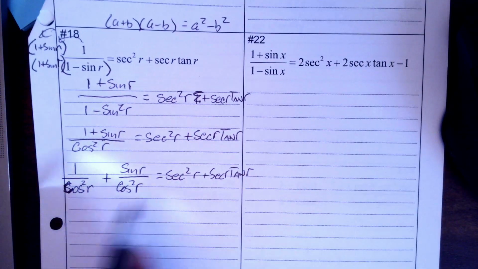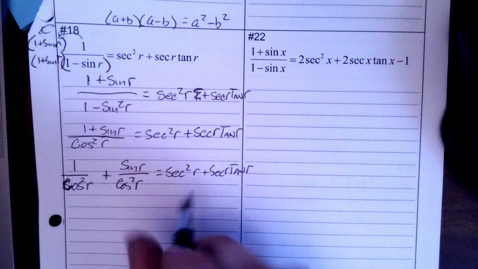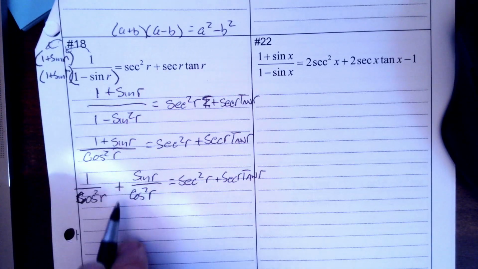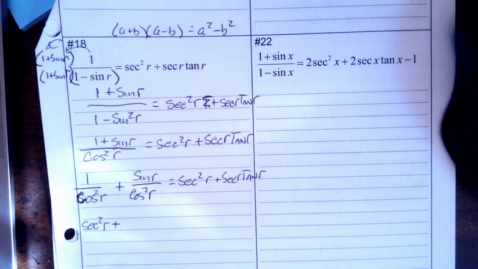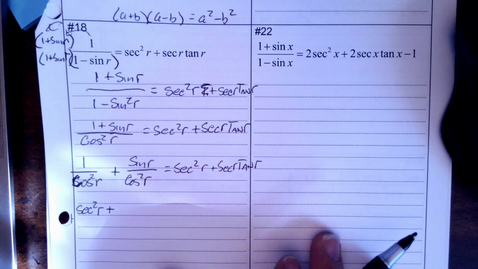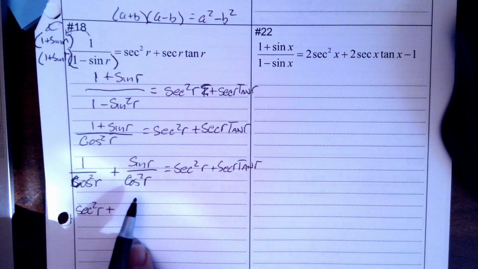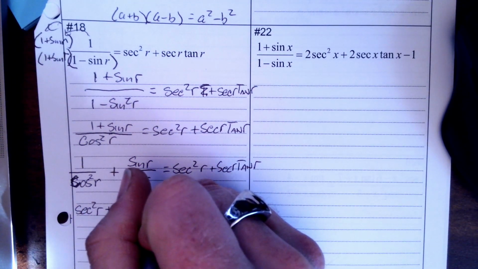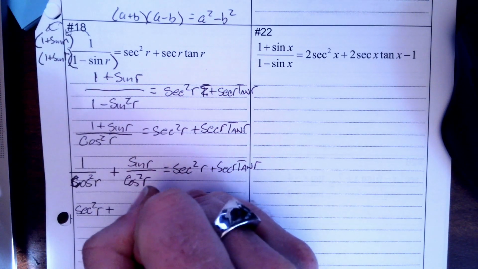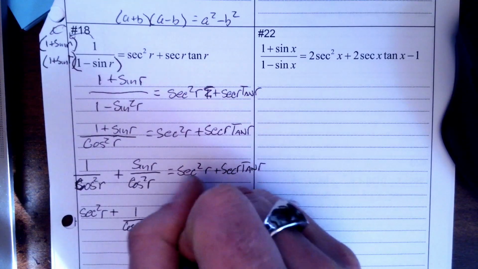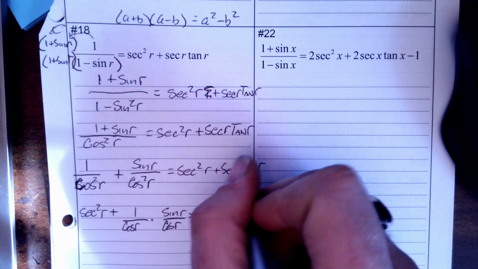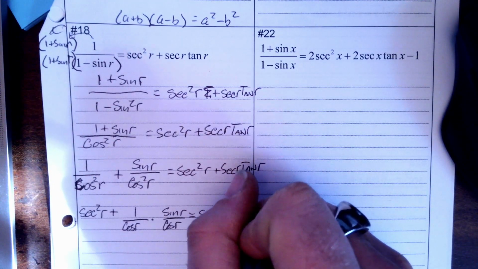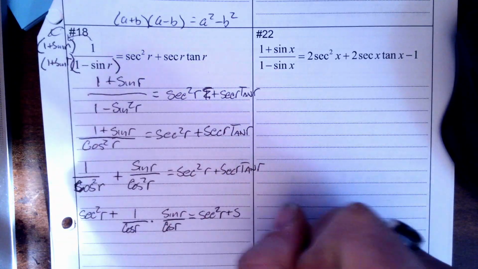And 1 over the cosine squared is the secant squared. We just need to change the sine over cosine squared into a secant tangent. But we can already set the secant squared of r plus. Now, how to turn this into a secant times a tangent? Well, a cosine squared is cosine times cosine. So we could make this into 1 over the cosine of r times the sine of r over the cosine of r. We're kind of unsimplifying that a little bit because 1 over the cosine of r is the secant of r, and sine over cosine is the tangent.